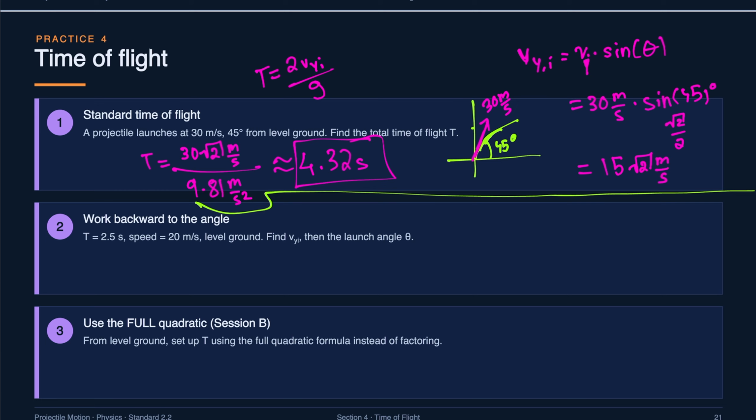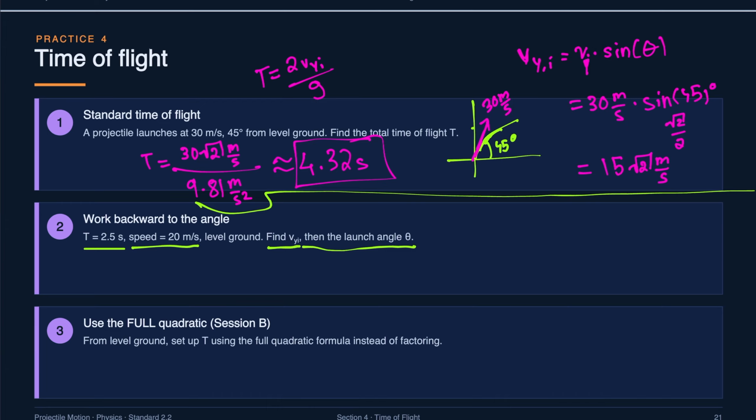Now, let's try working backward to the angle. So we're given the time of flight, but what do we want to do? We want to go backward to the angle itself. So t is equal to 2.5 seconds. Speed is 20 meters per second from level ground. Find vy initial, then the launch angle theta.